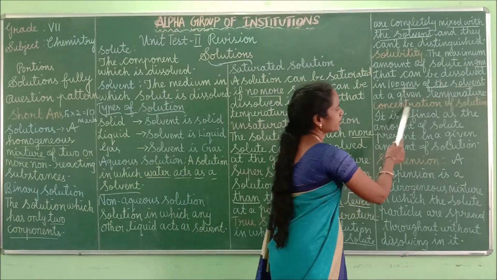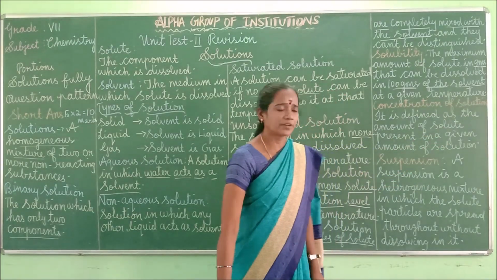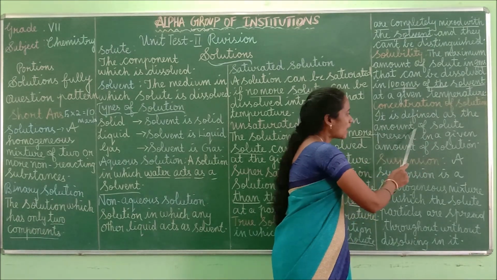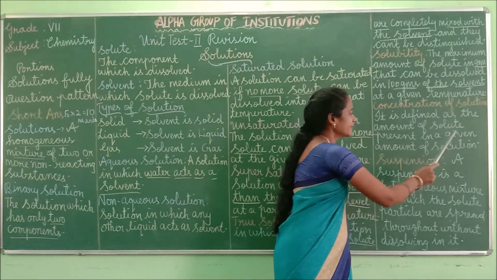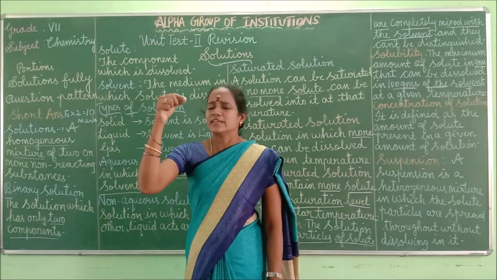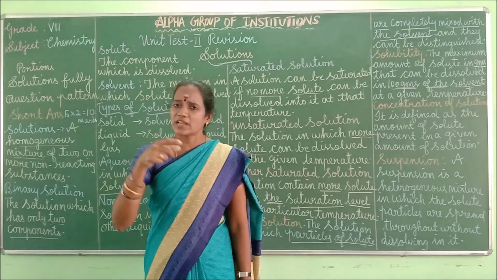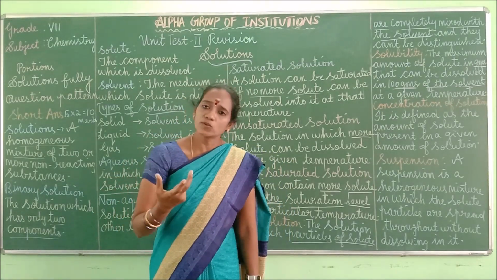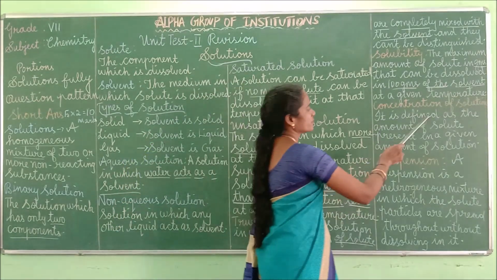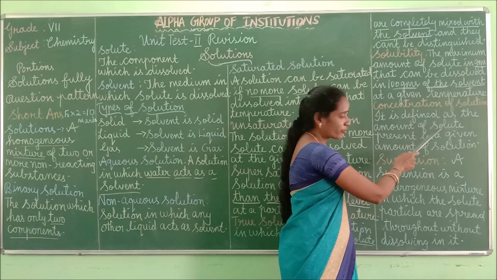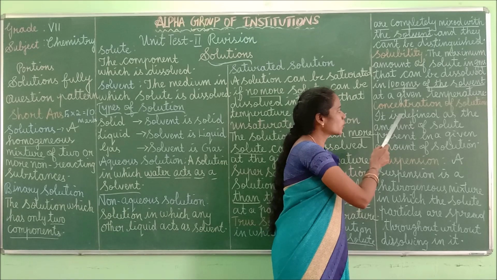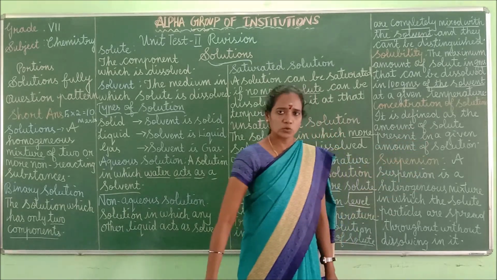Next, what is concentration of solution? Concentration of solution is defined as the amount of solute present in a given amount of solution. If you are adding lesser solute, its concentration level will be lesser. If you add more solute, the concentration level will be more. So concentration of solution is defined as the amount of solute present in a given amount of solution.